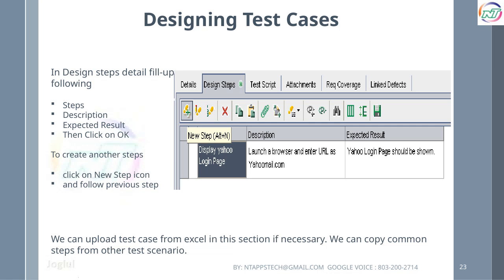Now, let me give you an example. Imagine you're testing a login page. You might start by entering the URL in a browser, and the expected result is that the login page appears. From there, you can add subsequent steps like entering credentials or clicking the login button. This organized approach makes your test cases easy to follow and effective.